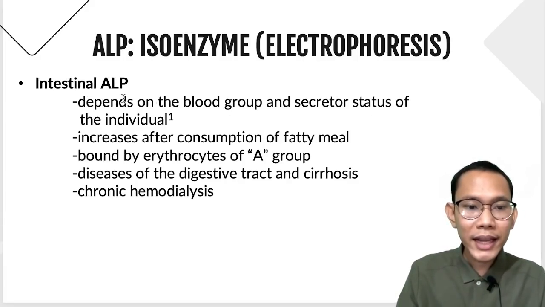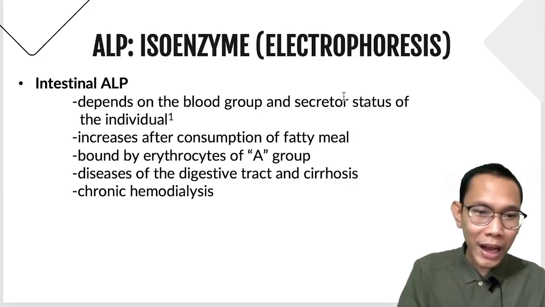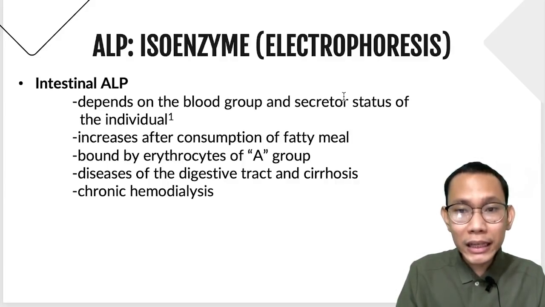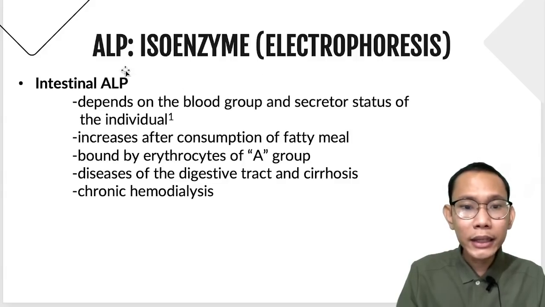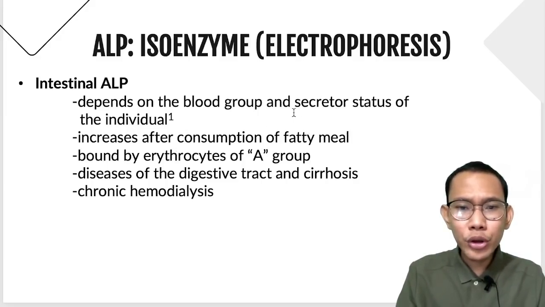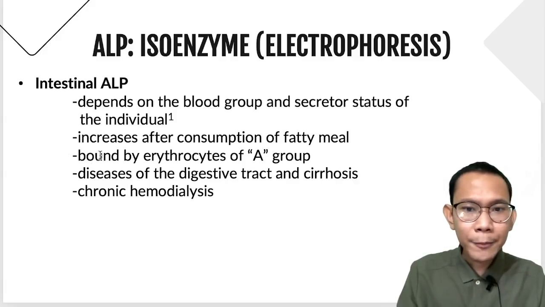Next, we have your intestinal ALP. Now, it depends on the blood group and secretor status of the individual. So, depende kung anong blood group ka. It could be individuals who have blood group B and O, and dapat secretor status sila. Most likely, they will have this kind of ALP isoenzyme. Again, magdedepende sa blood group. Usually, individuals with blood group B and O, and dapat secretors sila. Increases after consumption of a fatty meal and then bound by erythrocyte of your A group.